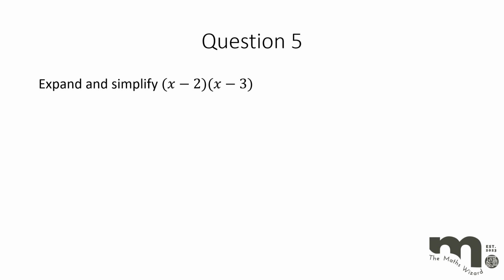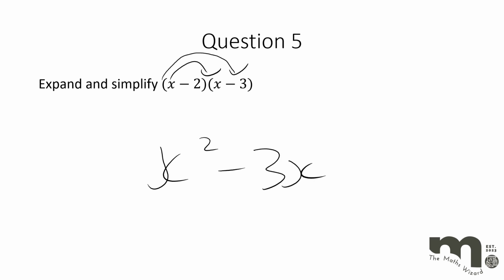Okay, let's have a look then. So we've got x times x, which is x squared, x times minus 3, which is minus 3x. Then you've got minus 2 times x, which is minus 2x. And then remember here, a negative times a negative always gives you a positive answer. So you've got minus 2 times minus 3, which will give you positive 6 on the end.